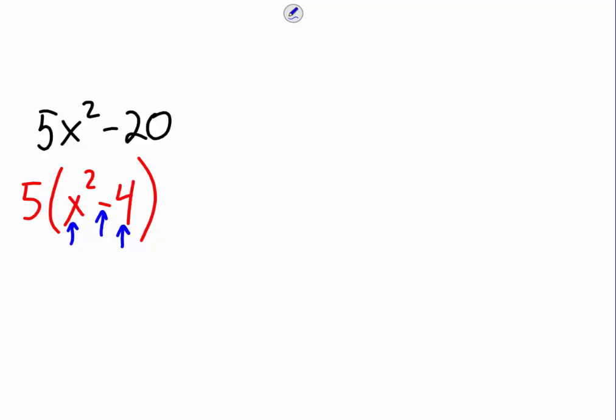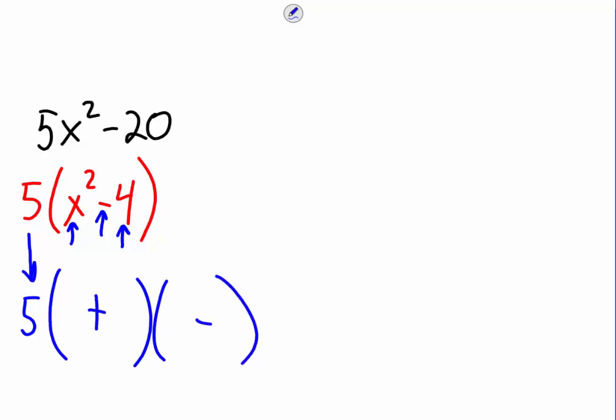So we need to factor this one more step. The 5 here is going to go along for the ride. Then we're going to put 2 sets of parentheses in here. We're going to put a plus inside one of them and a minus inside the other. Then the square root of x squared is just x. The square root of 4 is 2. And we're done. That's done factoring.